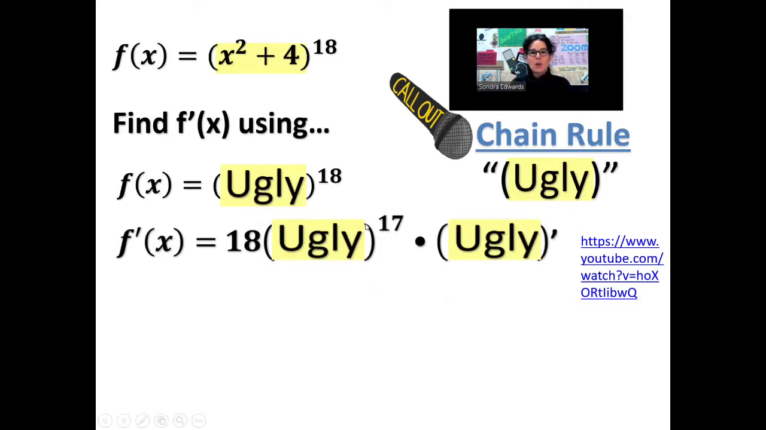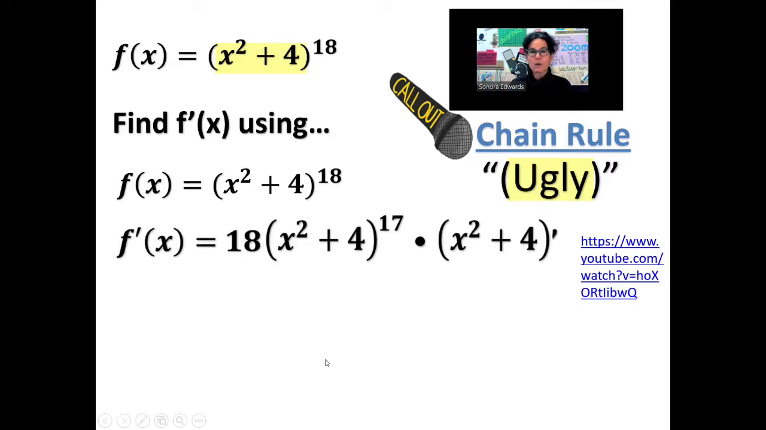All right, so when these uglies were x squared plus 4, then each of those are x squared plus 4. But I want you to look at that one more time. Try to color code that to help you really see it. So the 18 moved to the front, ugly to the 17th. But at the very end, anytime you have called out ugly, you're going to have to, at the end, multiply by the derivative of ugly. So that is x squared plus 4. So each of those uglies, I'm just making those x squared plus 4, and we have the derivative.